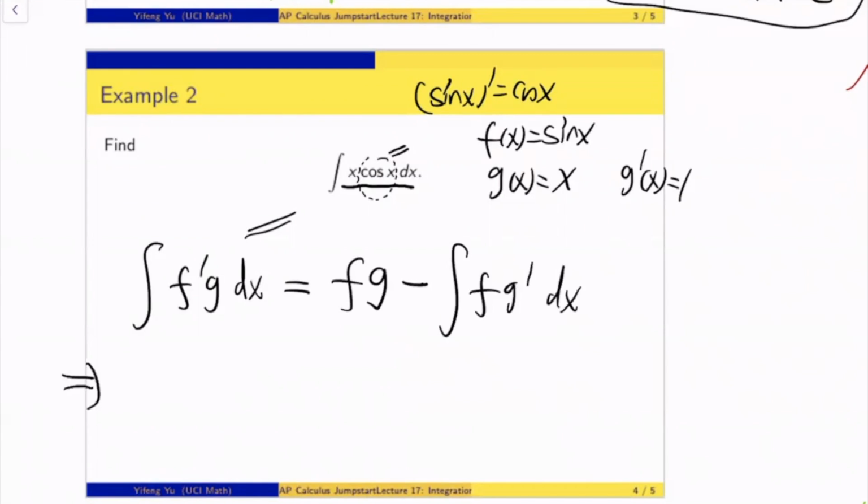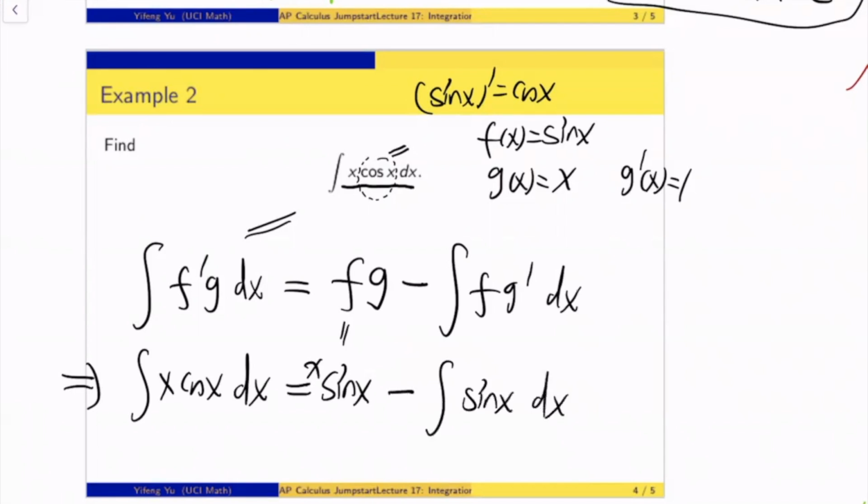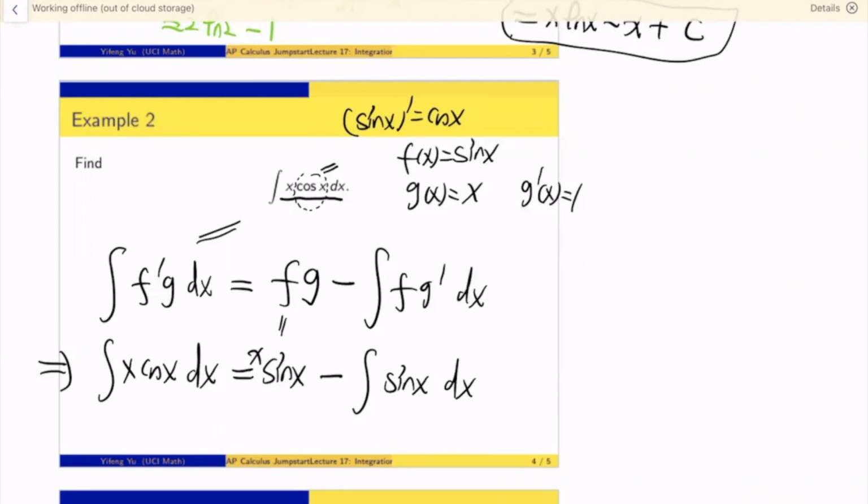So let's plug everything in. The integral of x cosine x dx: f is sine x, times g, which is x, minus the integral of f, which is sine x, times g', dx. Then we need to find the antiderivative of sine x dx.